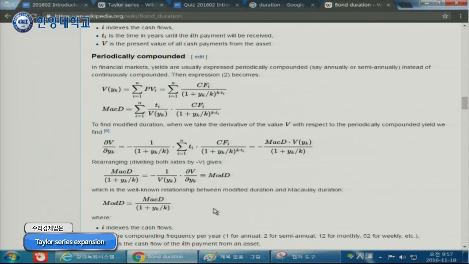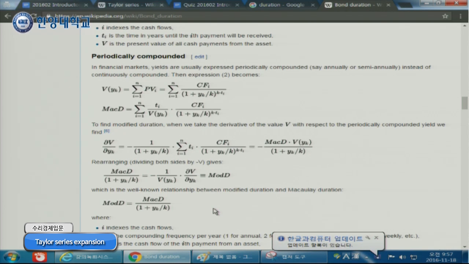If you discount only one time per year, K is 1. If it is semi-annual compounding, K equals 2. If it is quarterly compounding, K is 4. Like a bank with monthly compounding, K is 12. For continuous compounding, K is infinite, so they are the same. So modified duration and Macaulay duration, very important.